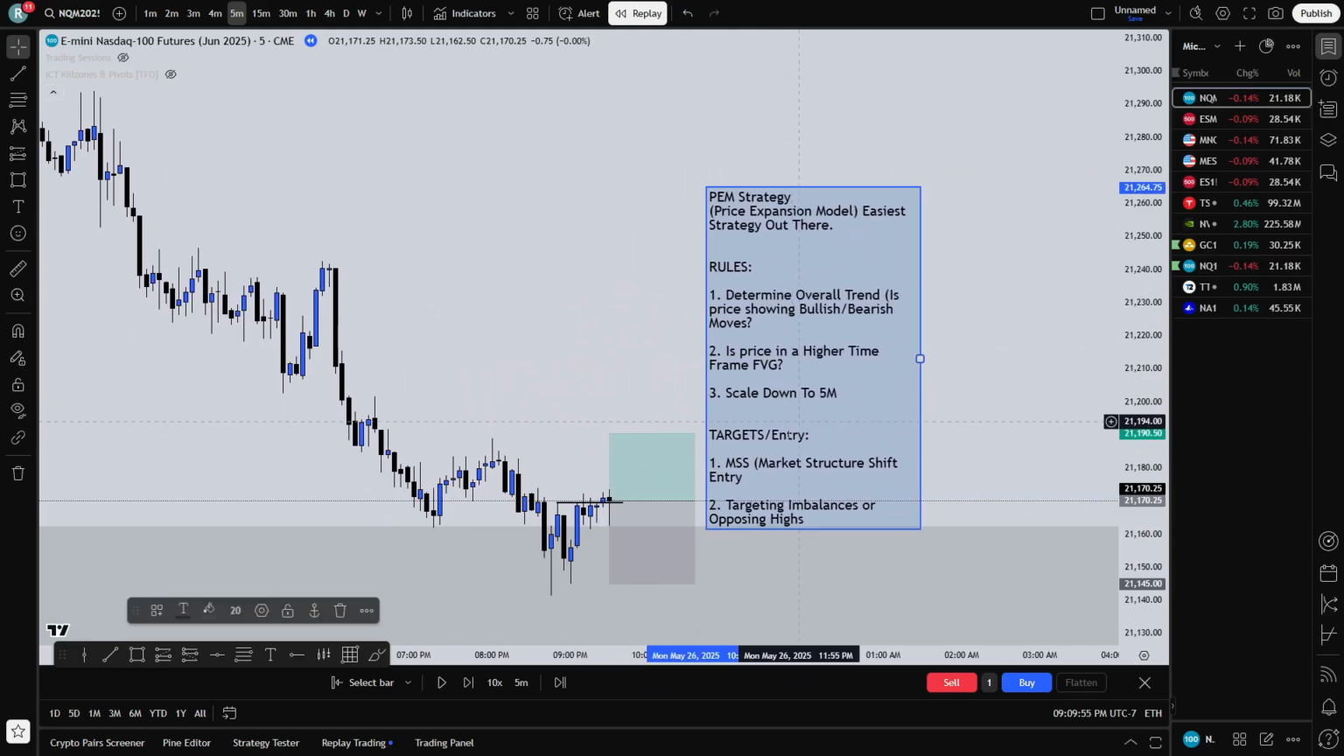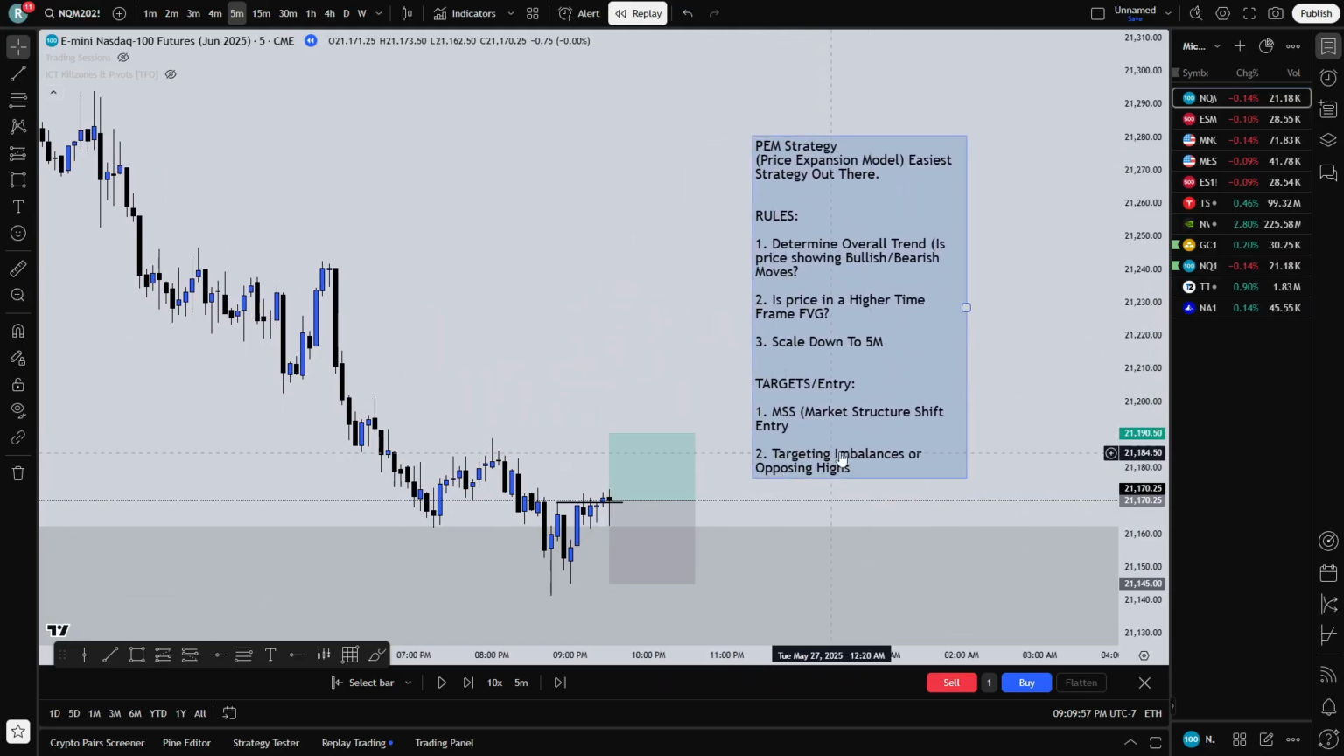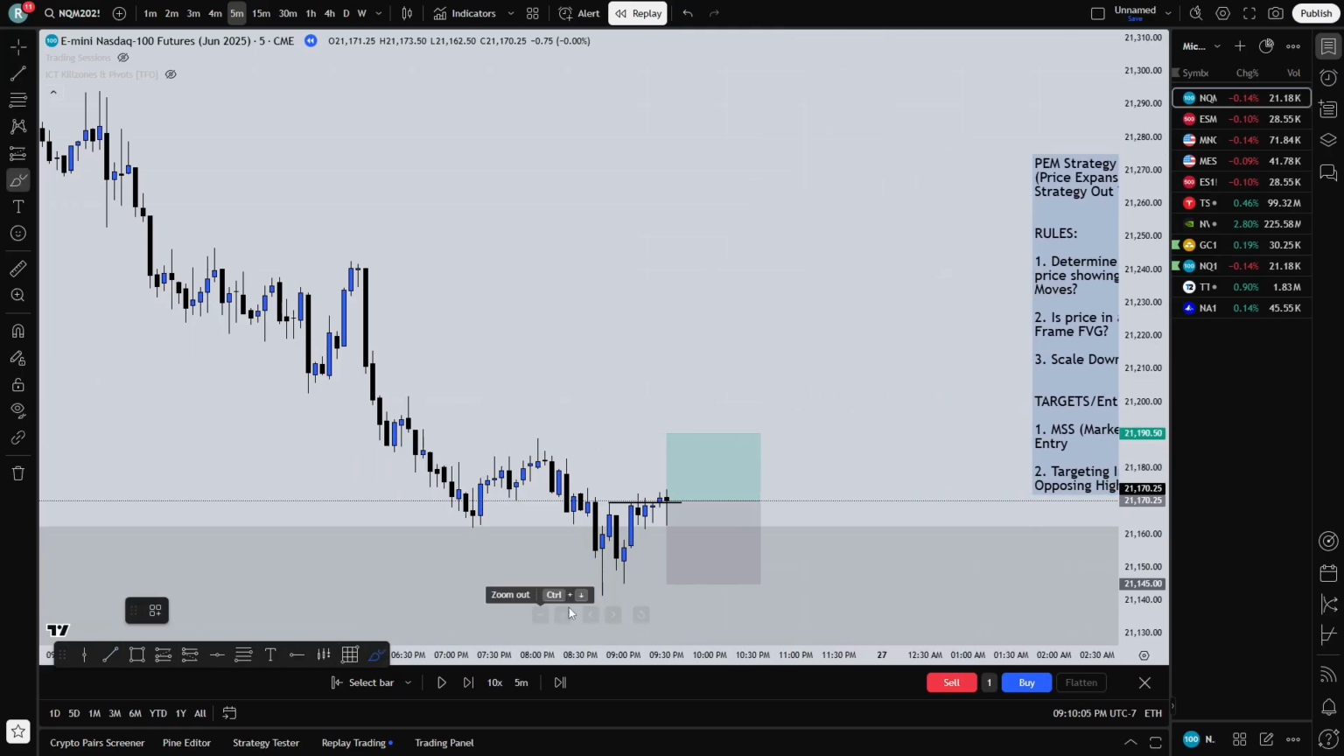Then what we could do is target what? Our imbalances or opposing highs. If we look here, basically what we're going to look for is to see if price could come up here, hit this high, and then target these imbalances.